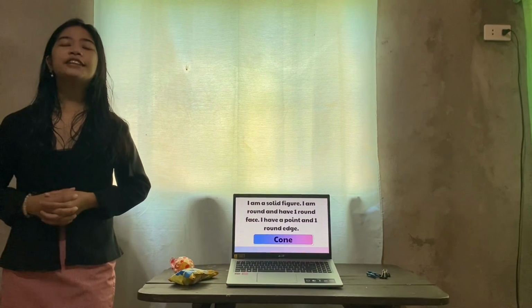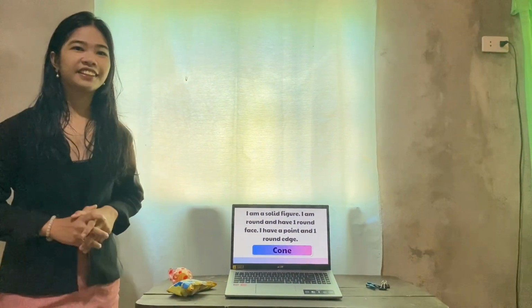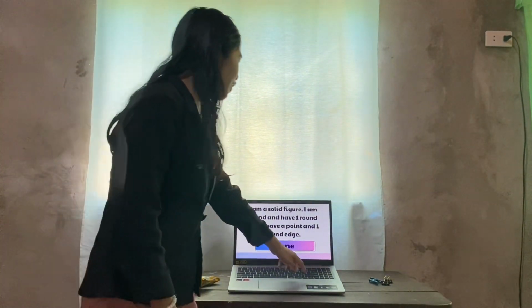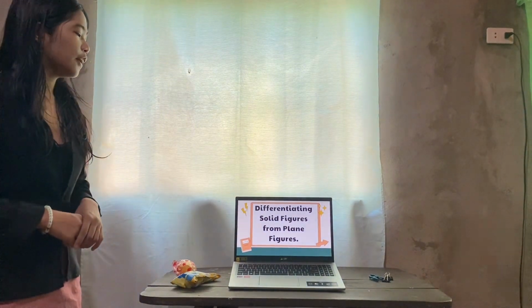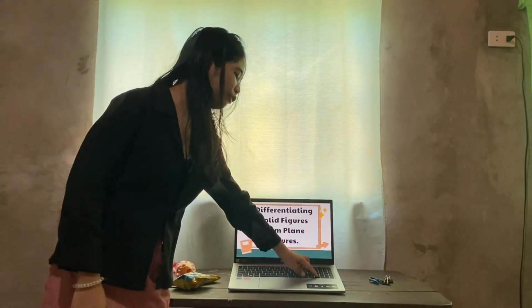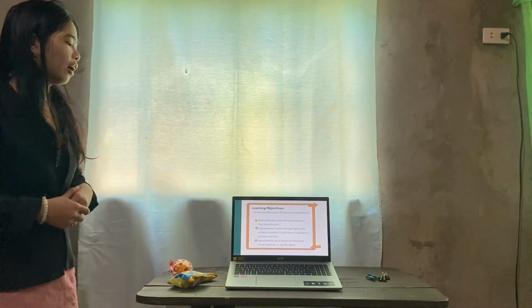So now, class, do you have any idea what was our new lesson today? Very good! So our new lesson is about differentiating solid figures from plane figures. So before we start, let's read the learning objectives.